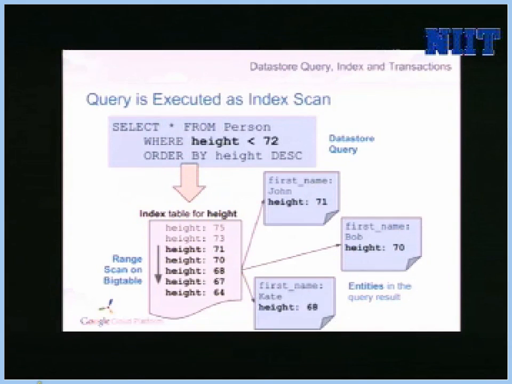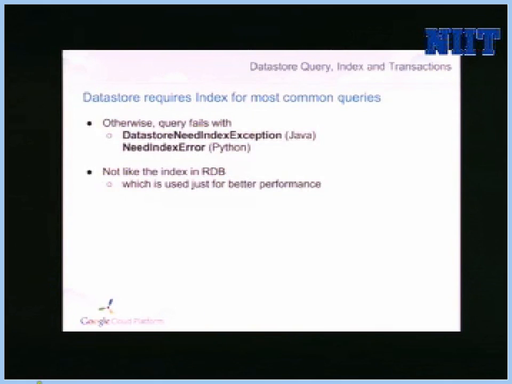This is how Datastore makes queries so scalable. Without any index table, most of the queries on Datastore are built through exception, or you have an error. But this is quite different from the traditional indexing in a traditional database. In relational databases, you might want to add an index just for the performance issue.